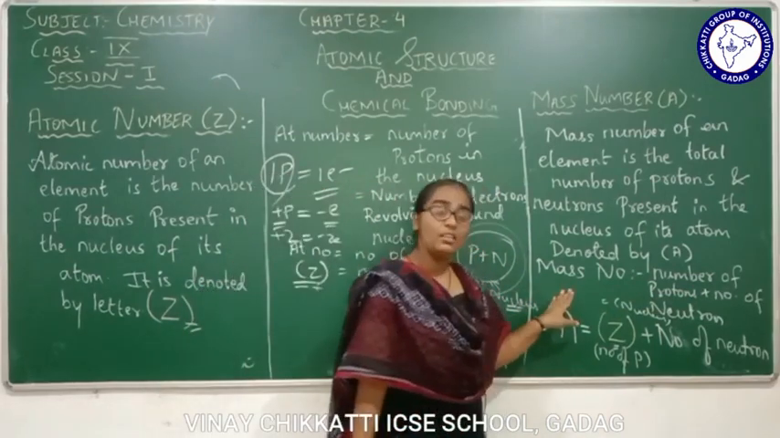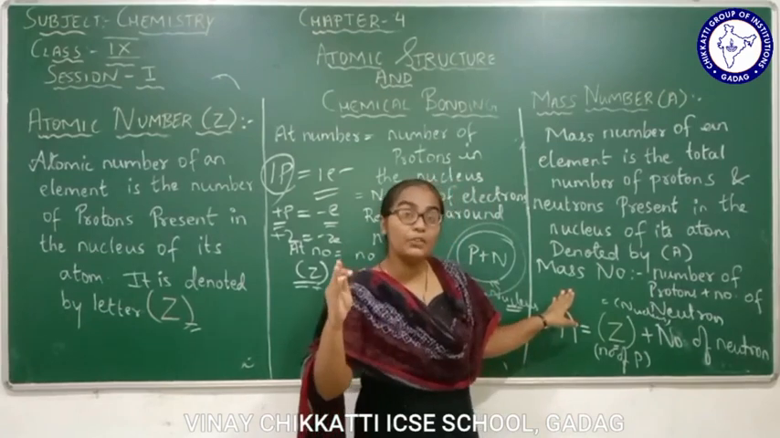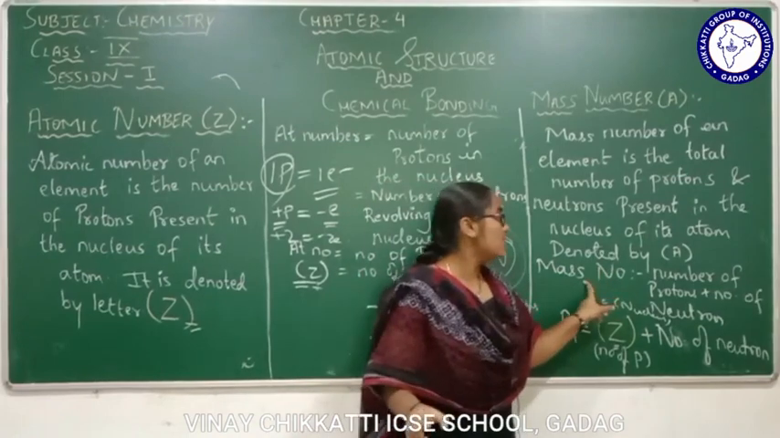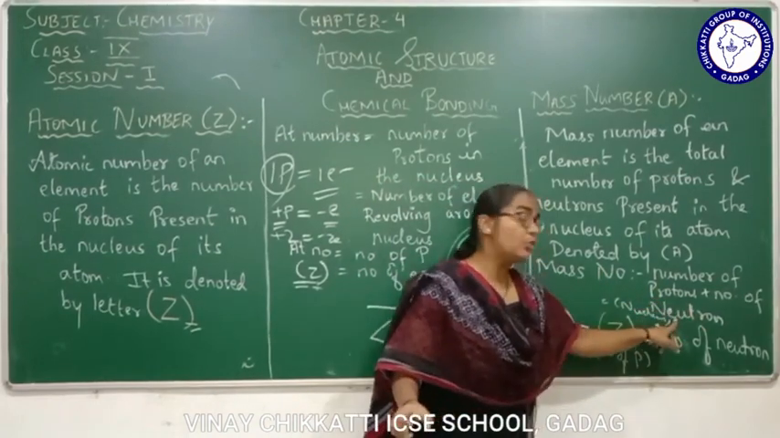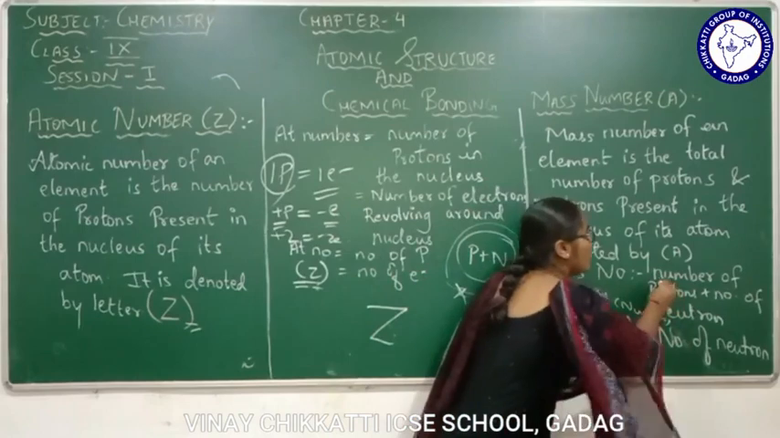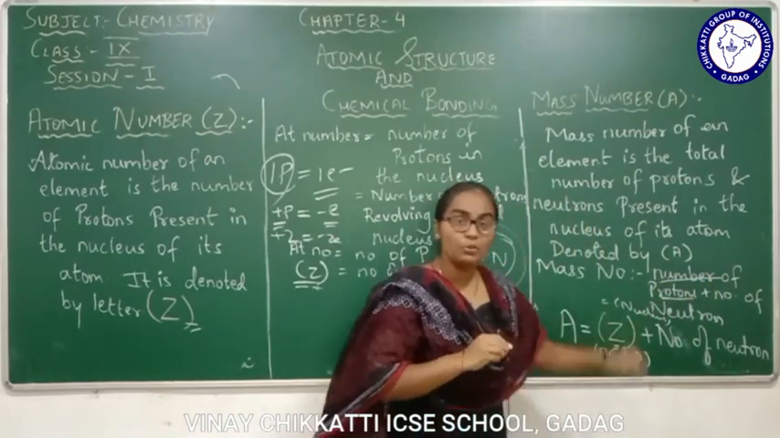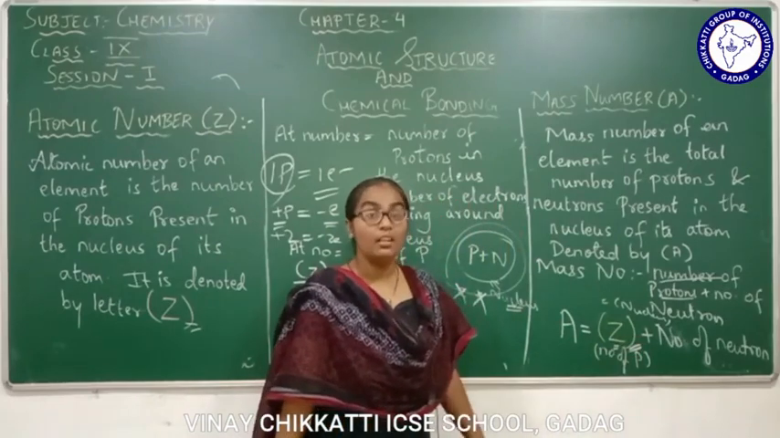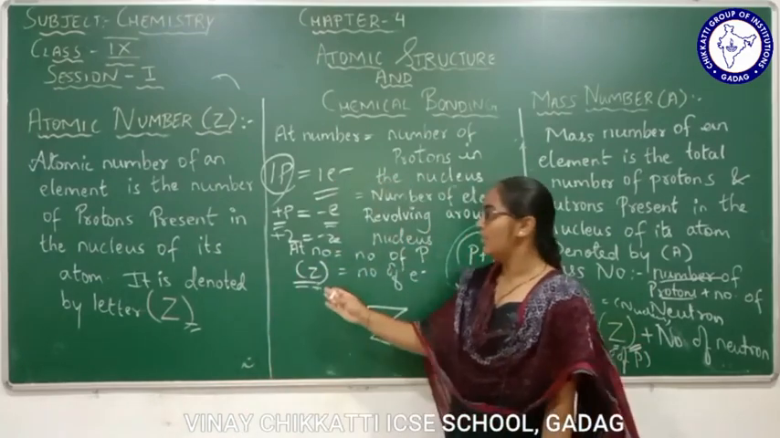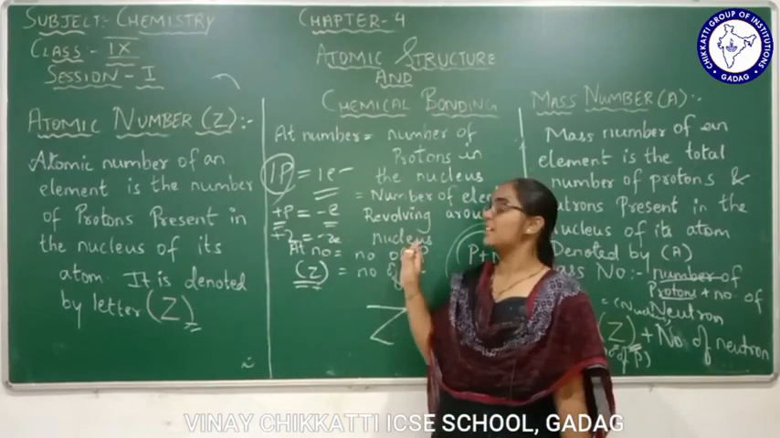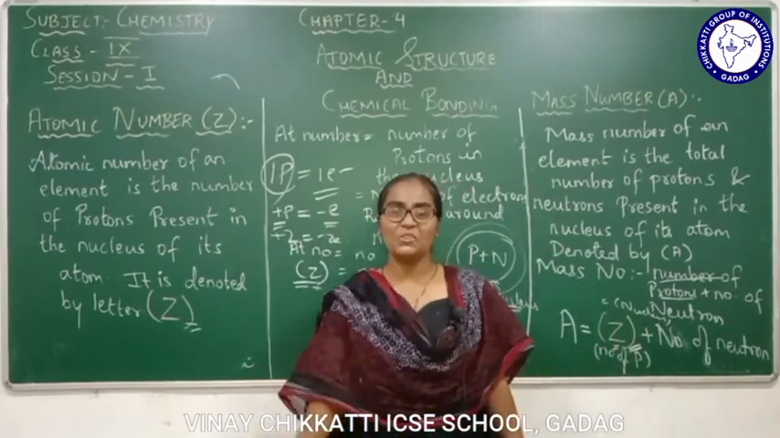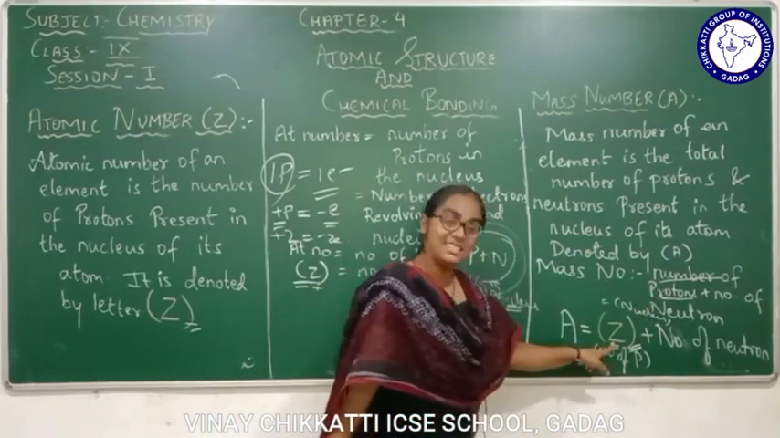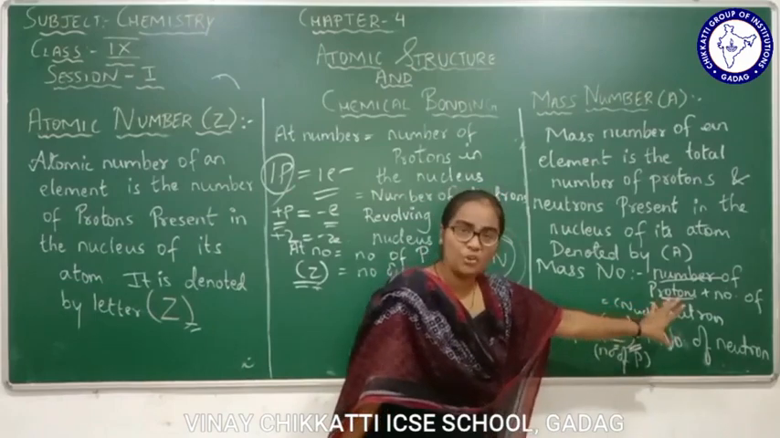So what is mass number? Mass number is the number of protons plus the number of neutrons, which is combinedly called the nucleus, right? Now the number of protons I can write down as Z. Why can Z be written over there? Because Z was nothing but the atomic number, and the atomic number is exactly the number of protons or the number of electrons revolving around the nucleus, right? So therefore the number of protons can be written as Z plus the number of neutrons, right?